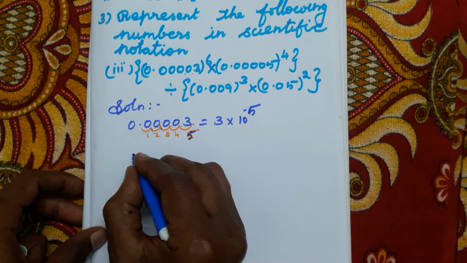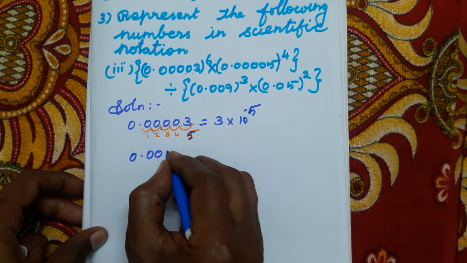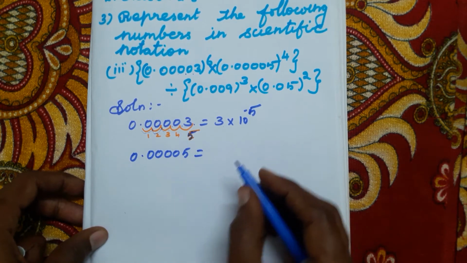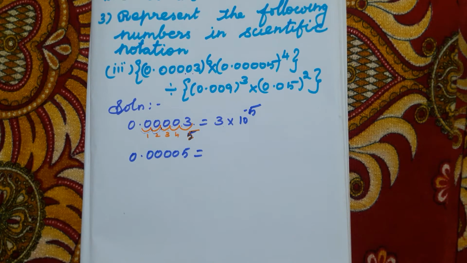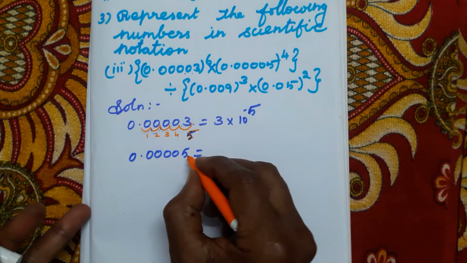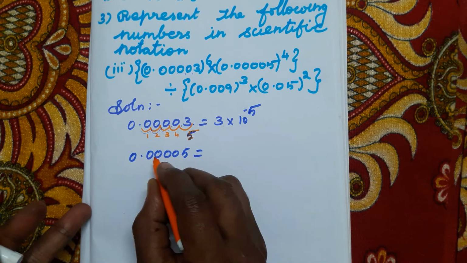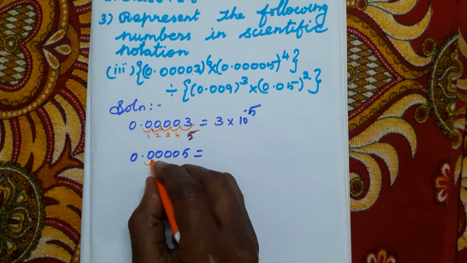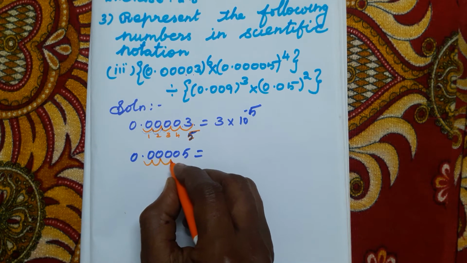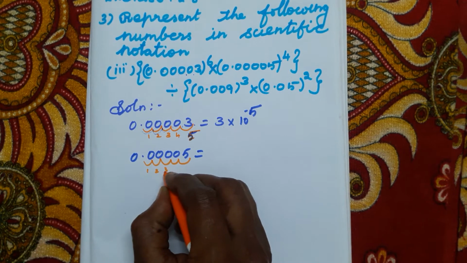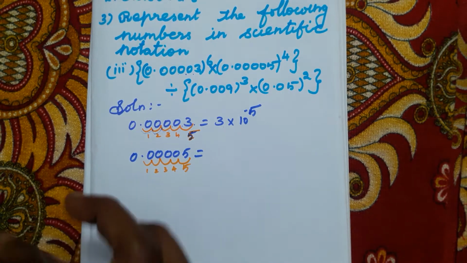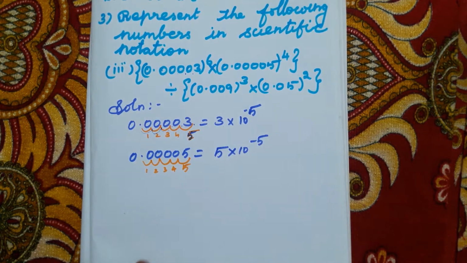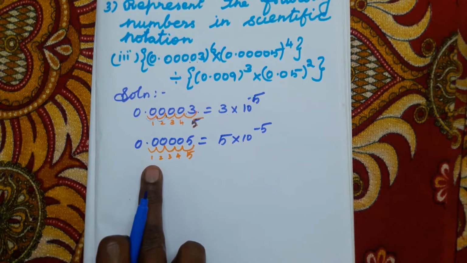Next, 0.00005, now where is the decimal place? After the decimal place how many digits are there? 5 digits are there, so here 1, 2, 3, 4, 5. We are moving the decimal point 5 digits. So what can we write? 5 into 10 power minus 5. Okay, is it clear?